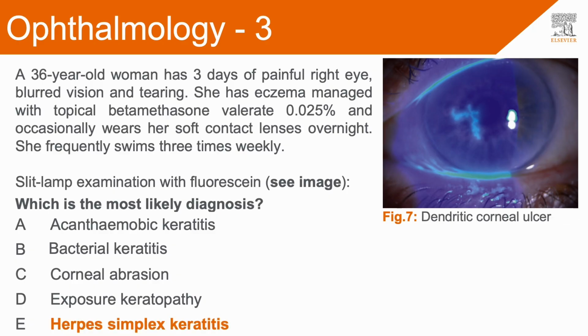The correct answer for question 3 is E, herpes simplex keratitis. We can see in Figure 7 the characteristic appearance of a dendritic corneal ulcer, which is in keeping with the diagnosis of herpes simplex.